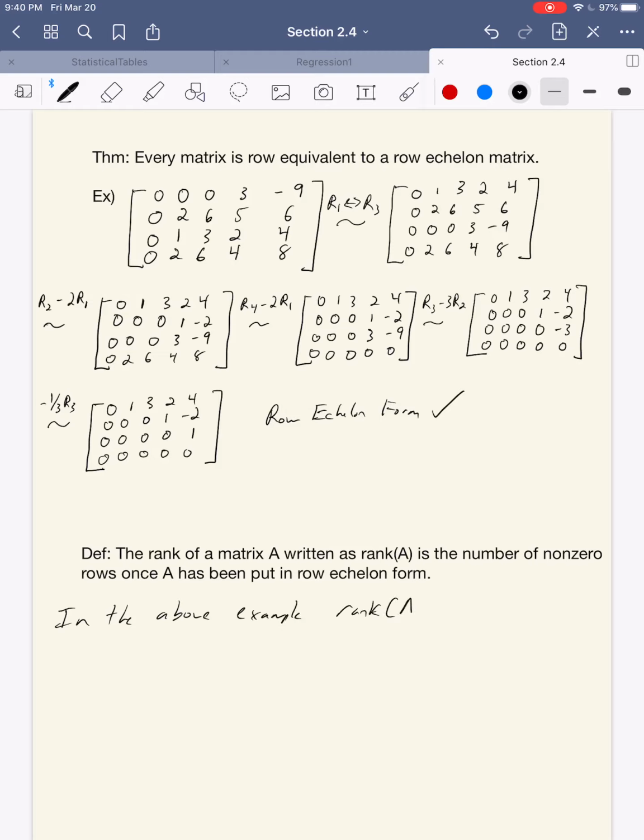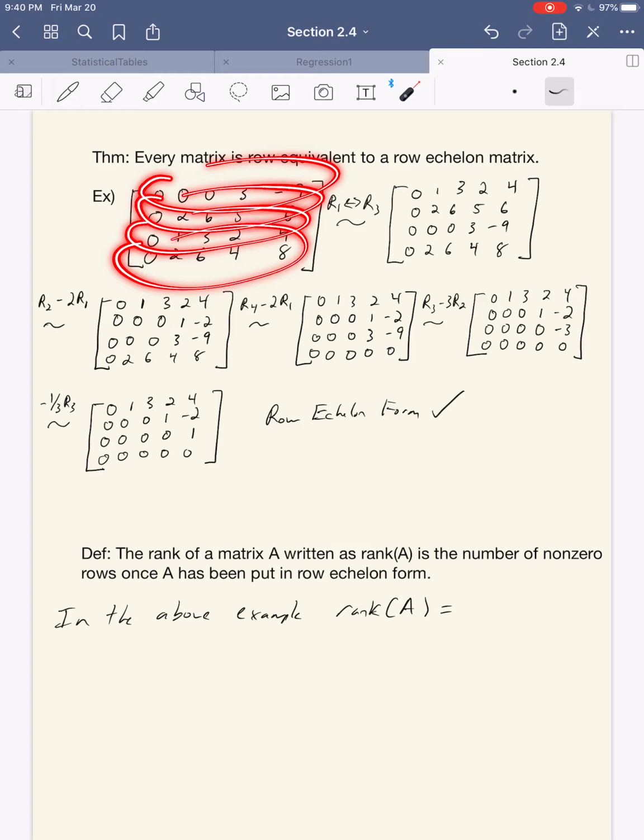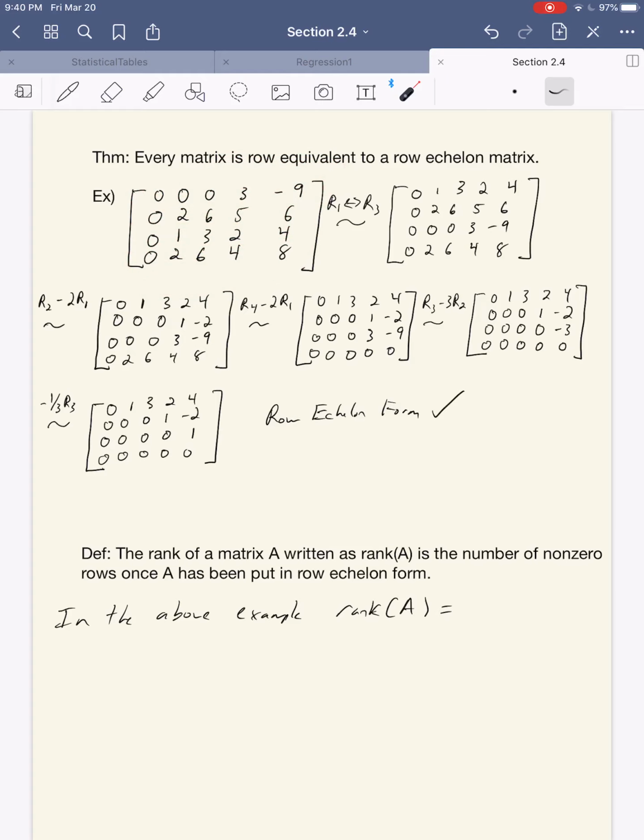rank of A. Well, if we look back, you might say, how many non-zero rows were there? There was 1, 2, 3, 4. So rank of A is 4. No, totally ignoring part of the definition there, right?